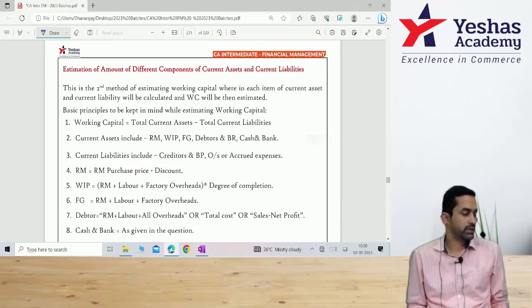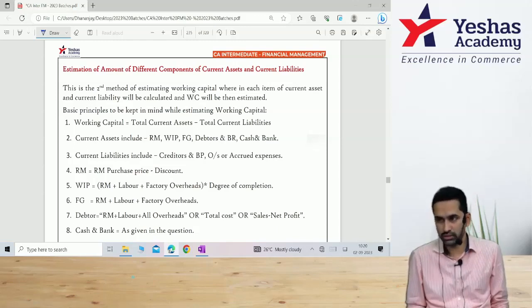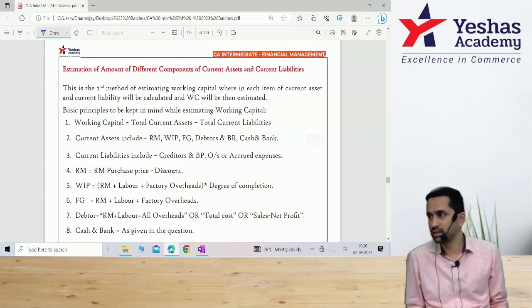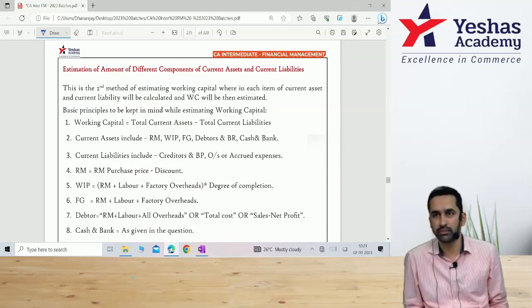Read: raw material is equal to RM purchase price minus discount, so basically net cost. Second, WIP: RM, labor plus only factory overhead is taken, not all overheads, because for WIP you don't need all overheads, only factory is enough. Into degree of completion. If you see the next formula, FG is also the same, but there is no degree of completion part, because when you call it FG, it is 100% complete, and there is no use of multiplying a number with 100% to get the same number.